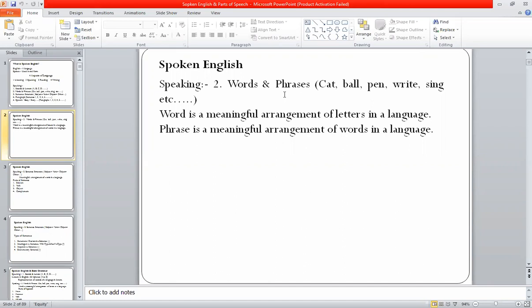Then next comes the phrase. What is a phrase? A phrase is a meaningful arrangement of words in a language. So a phrase is made up of different types of words, and it must be a meaningful arrangement.